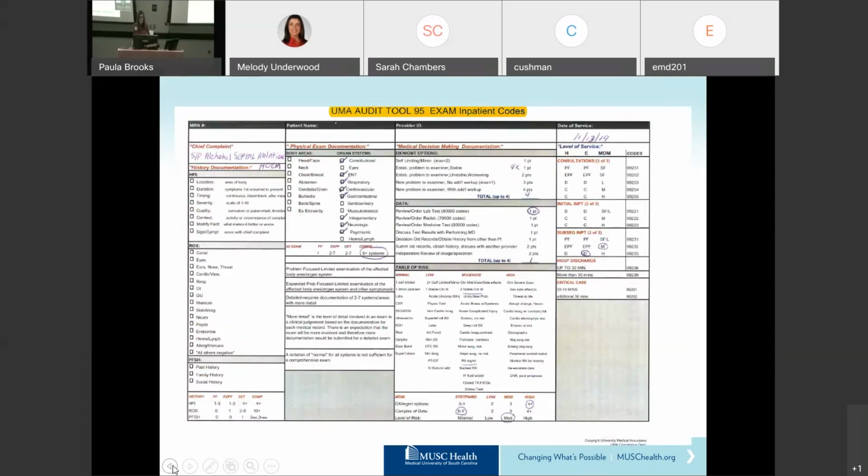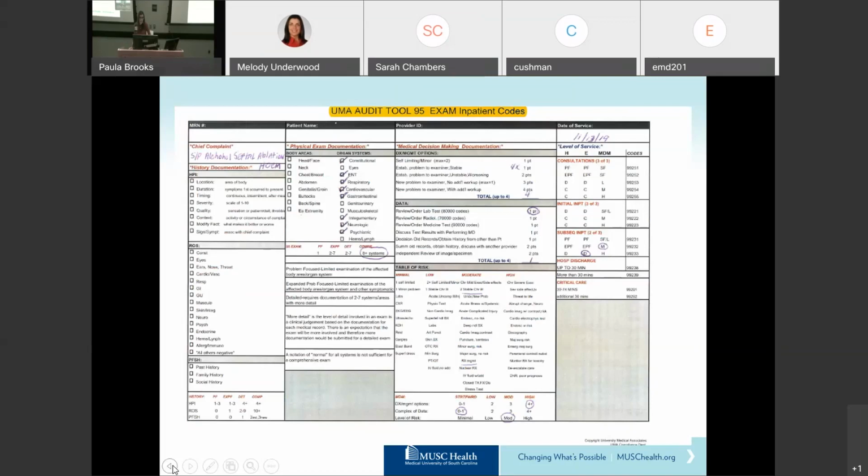So for our exam, you will see that it doesn't go up to comprehensive. We had a really nice exam. So it's a detailed exam, which is the highest you need to go. And we have moderate medical decision making. Remember, this is a sub-care note, so we only need 2 out of the 3. So this would be a 99232.